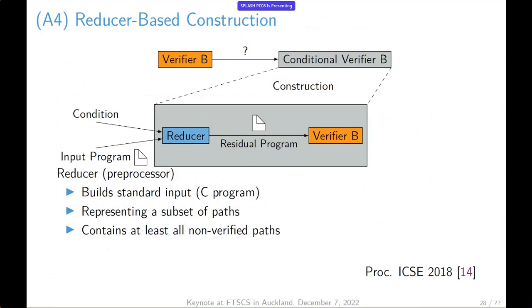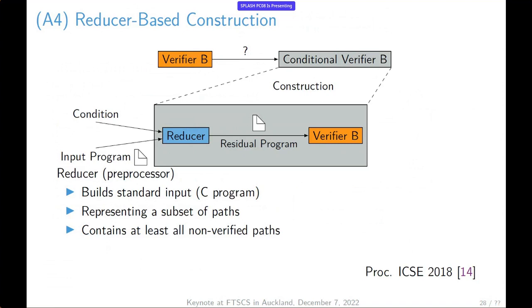So this is the conditional verifier, and it is using an ordinary verifier as a backend. And what we do is we take the input program and the condition and use a reducer to reduce the program to those paths that are not described by the condition. Right? So this is what we call a residual program. It's the program, but everything that was proved correct is removed from it. Right? And then we give this to an ordinary verification tool that verifies it and takes this as an ordinary input program.